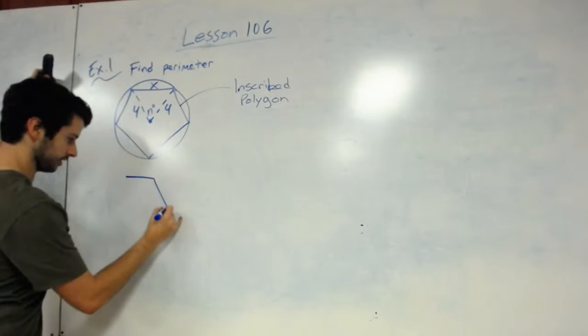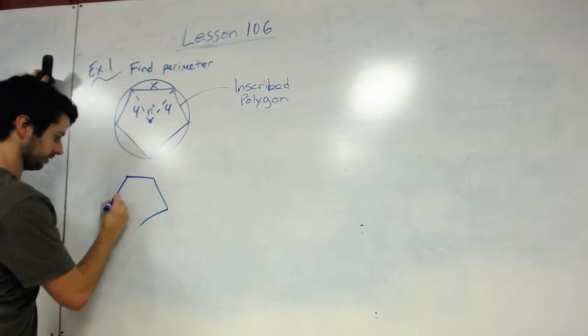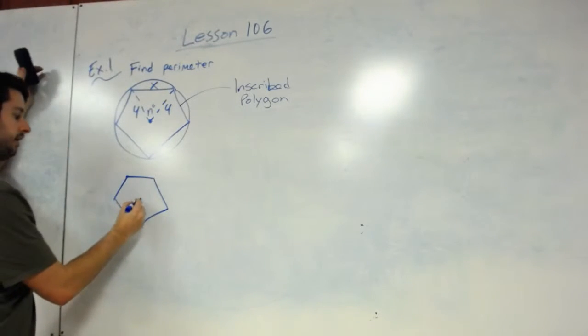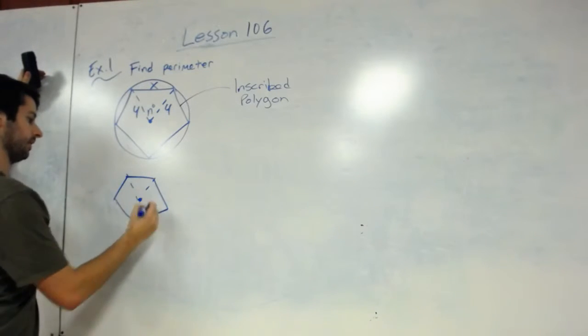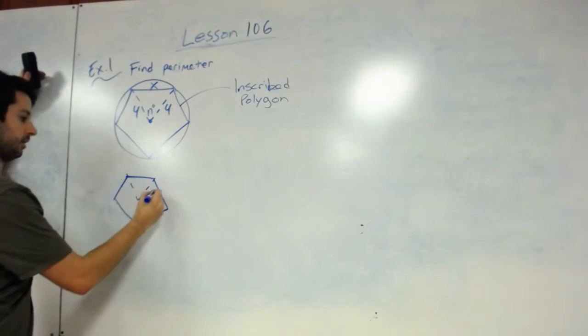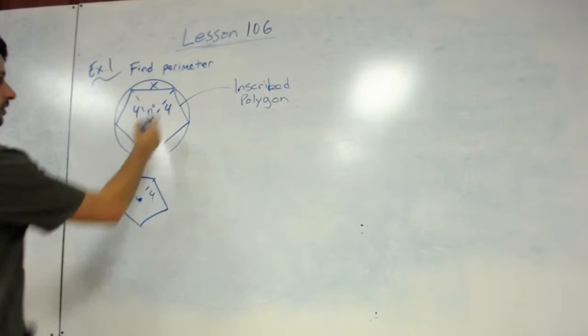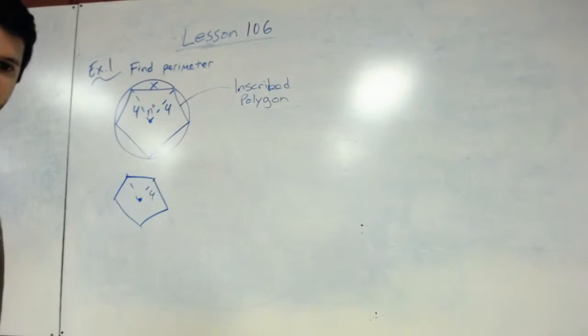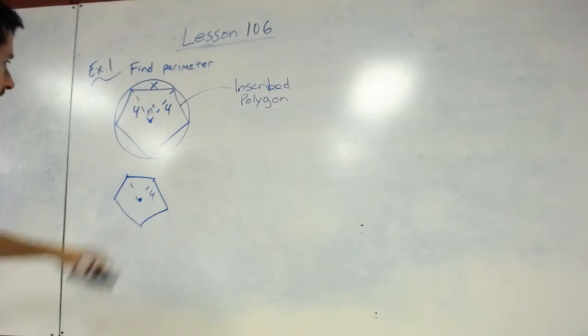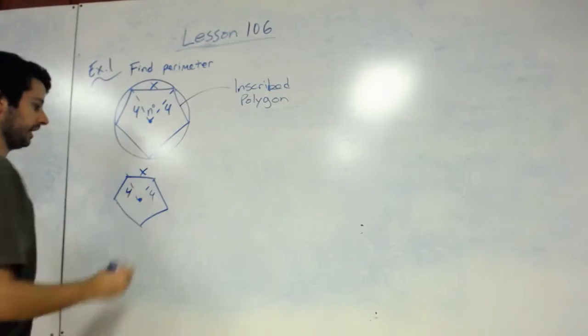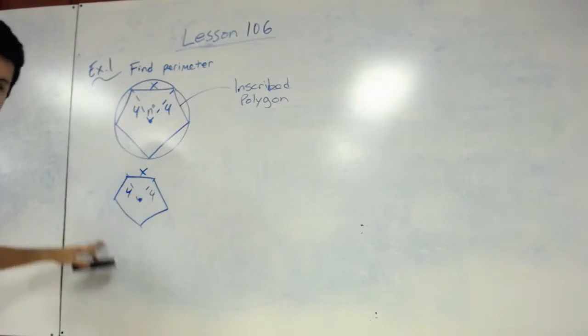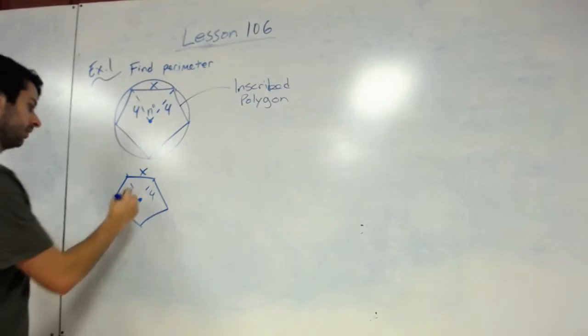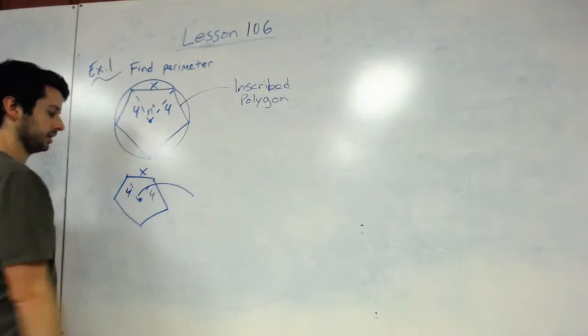So I'm going to draw the pentagon, something like that, and redraw what we have here. Right now, we know the radius is 4. We need to find x. The goal is to get to x and multiply it by 5, because all the sides are the same, to find the perimeter. This is n. We can actually know what n is.